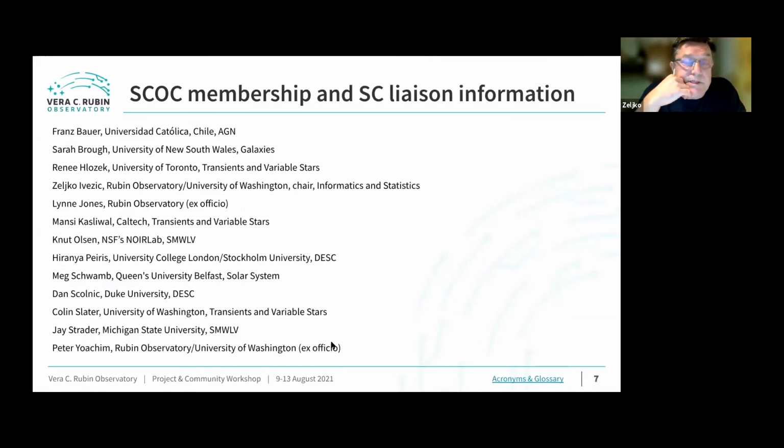So SCOC members are listed here. As you can see, we span the US and the rest of the world. We have a gender-balanced committee, and everyone on this list is an expert in their own field. I also list after each name their science collaboration liaison information. So each SCOC member has a science collaboration that they are liaison for, and each science collaboration has someone on the SCOC that is liaison for them.